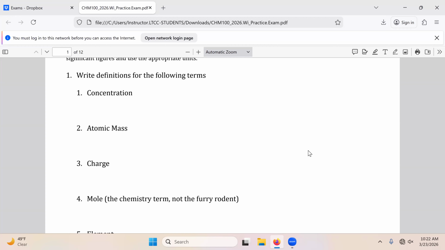And if you can answer it with a simple equation, like if I said density, you could just write D equals M over V. That's a full credit answer. If I say, give me a definition and you give me the equation, that's fine. Any other questions on this page?